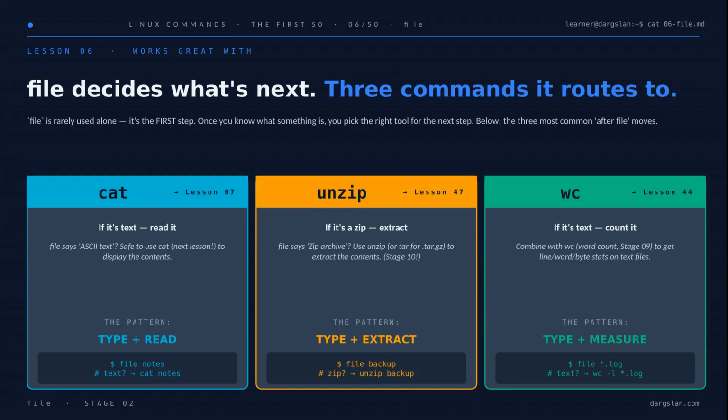So once file tells you the truth, what do you actually do with that answer? It hands you off to the right tool. If it says ASCII text, you reach for cat to read it. If it says zip archive, you call unzip to extract it. And if it's text you want to measure, wc gives you line, word, and byte counts. The pattern is always the same: type, then action. File identifies, and the next command takes over.